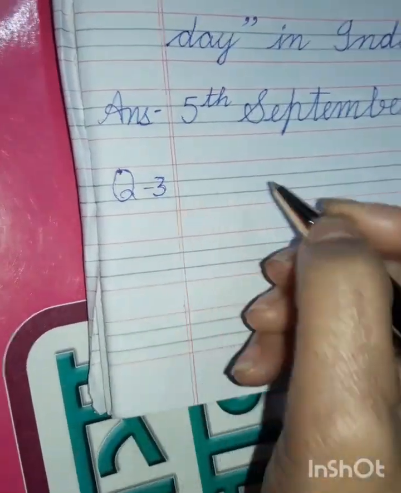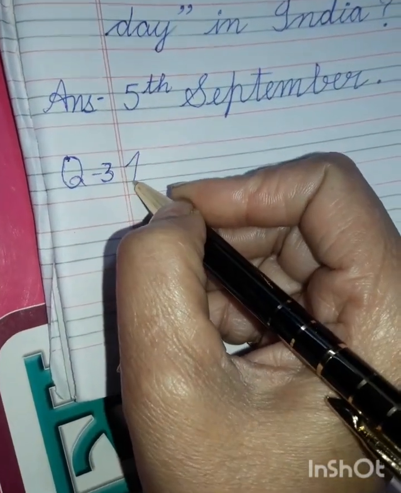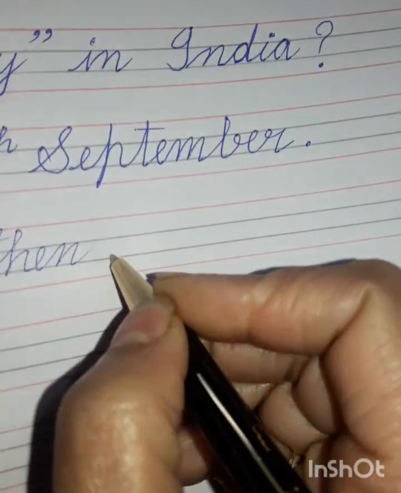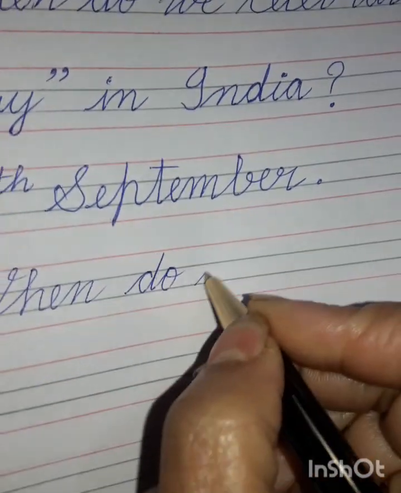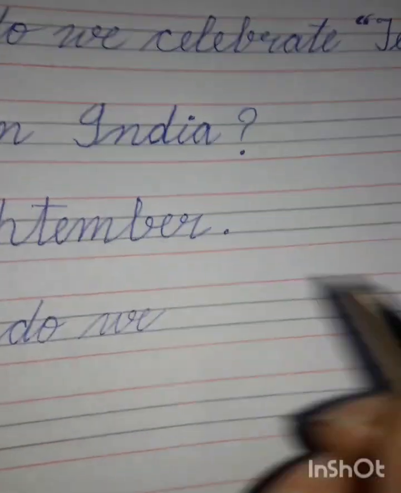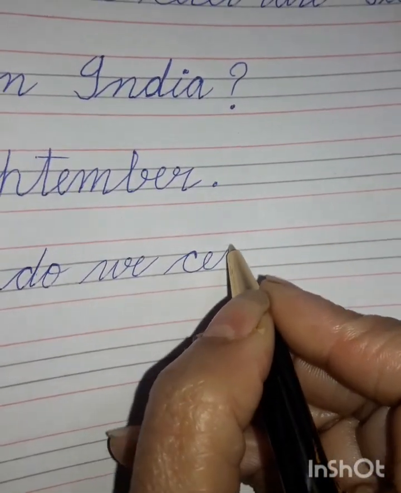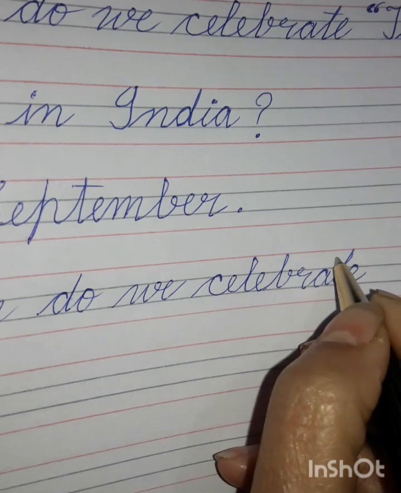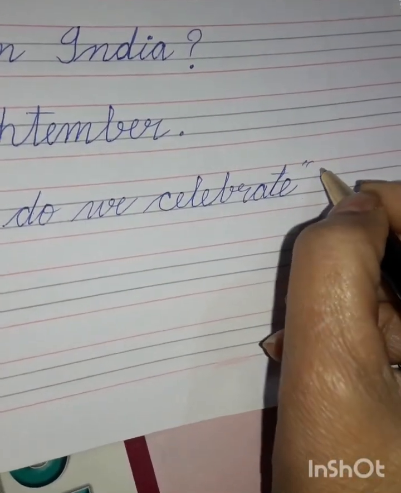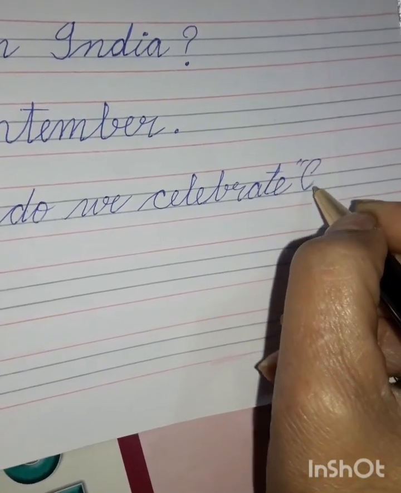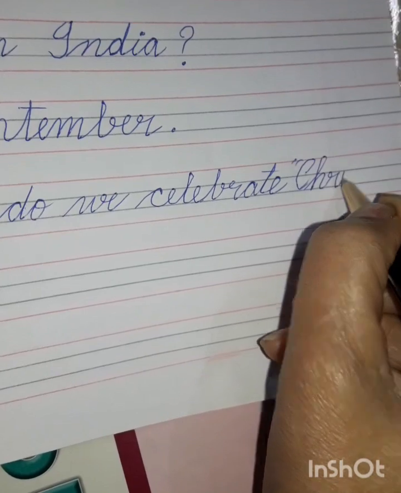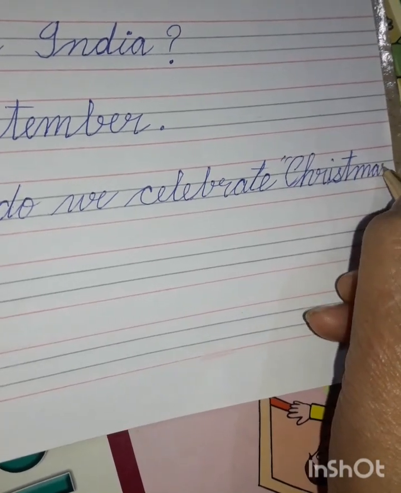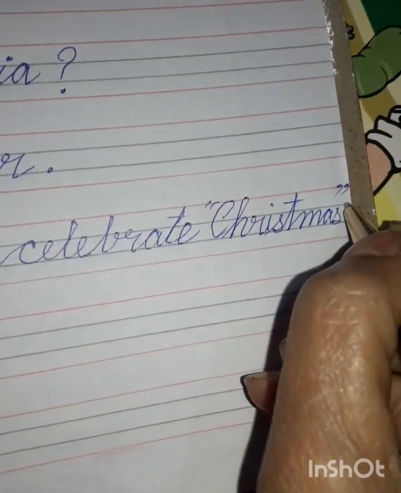Now, write Q3. The last question of today's work is, when do we celebrate Christmas? C-H-R-I-S-T-M-A-S, and close the inverted comma here and put a question mark.